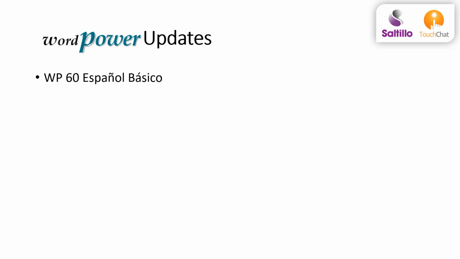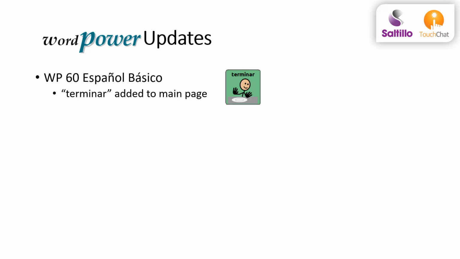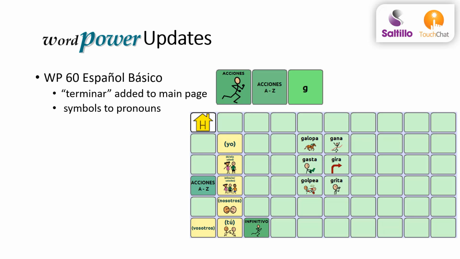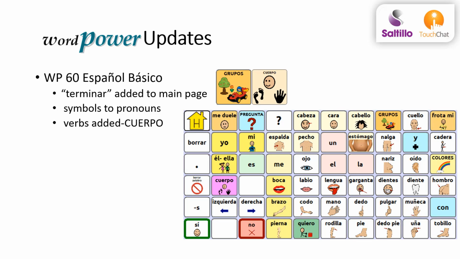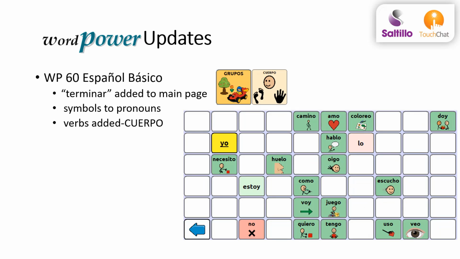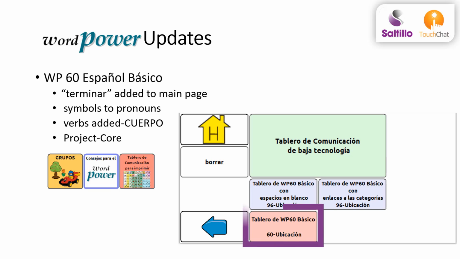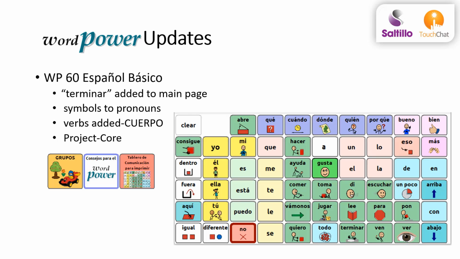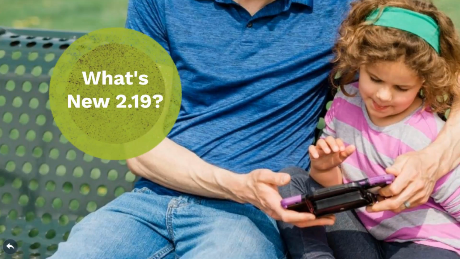In 60 Básico file, terminar was added to the main page. More symbol support was added to pronouns in the Acciones A to Z page, and verbs were added to the Cuerpo page. And finally, a manual board is included to somewhat coincide with the English Project Core mentioned earlier.